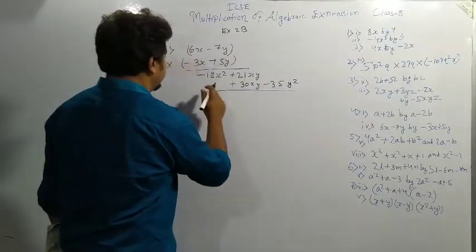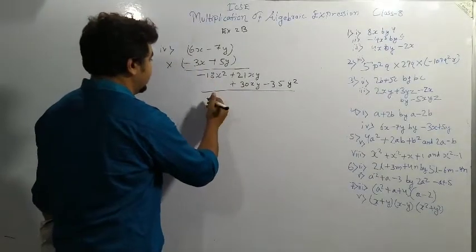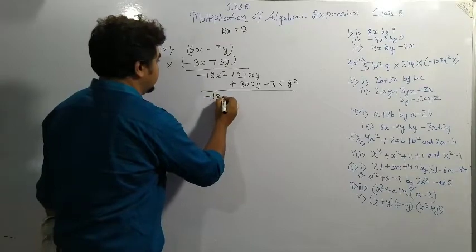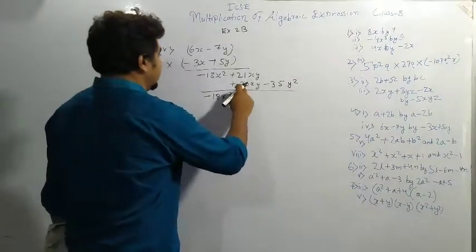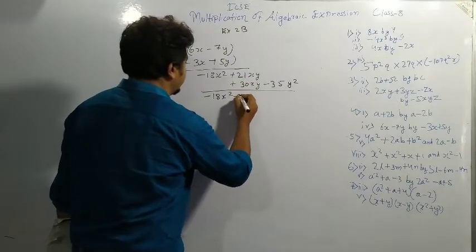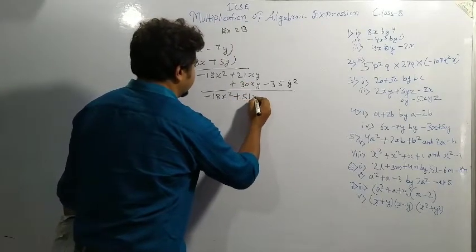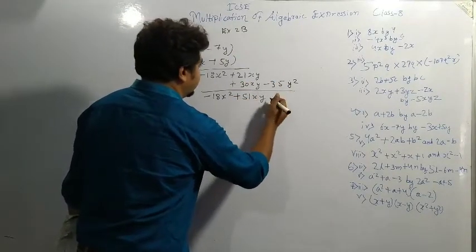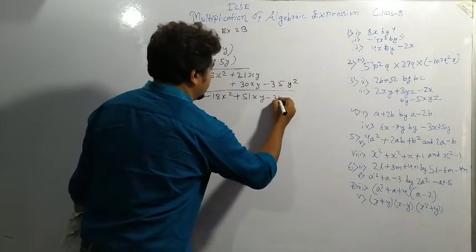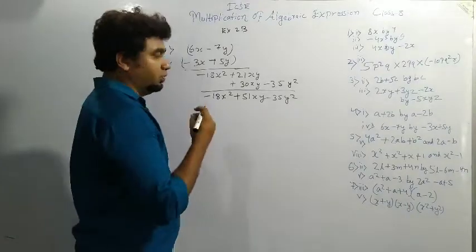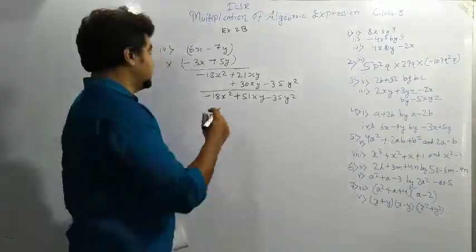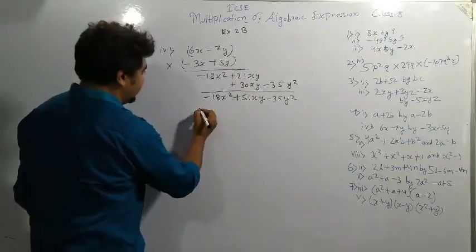So what will be the answer? Here nothing is there, means 0 is there, so it will remain minus 18x square. 30 plus 21 will become 51xy. And this is minus 35y square. So you can apply this method or the method which I have told previously. So that method I will also be doing.